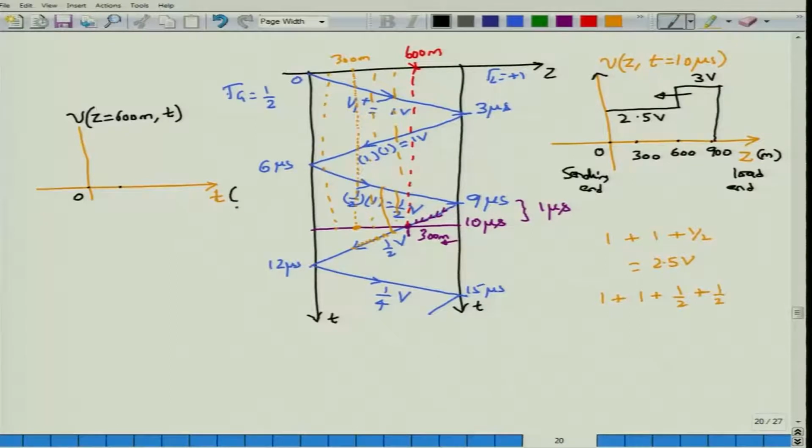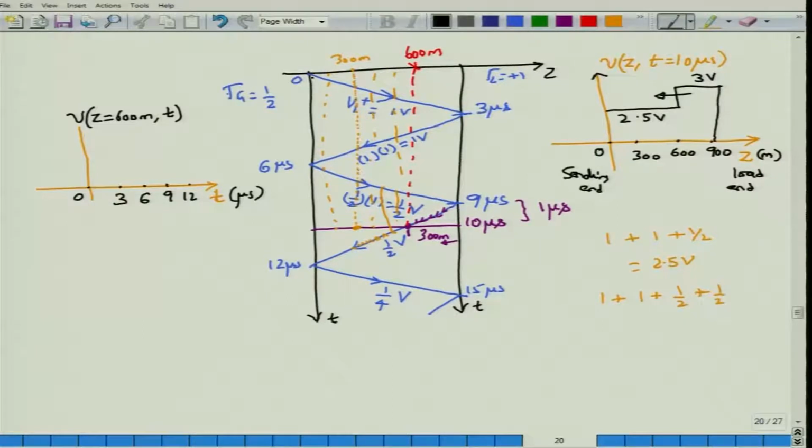So I have T measured in microsecond. This is 3, this is 6, this is 9, this is 12. So we need to come up to 12 microsecond. How do we do that? Again, look at the red line. At 600 meter, I have actually dropped this particular line, so you follow this through.